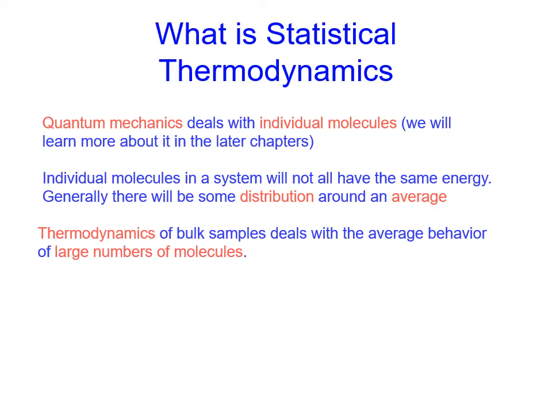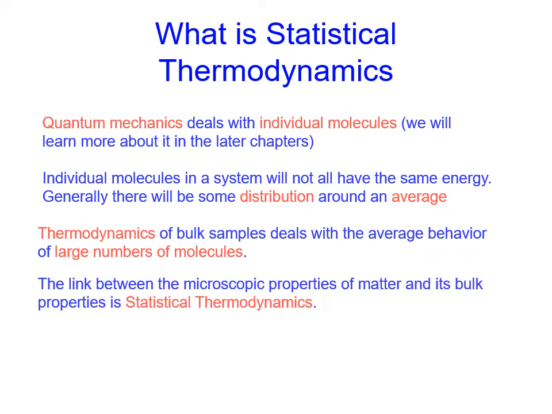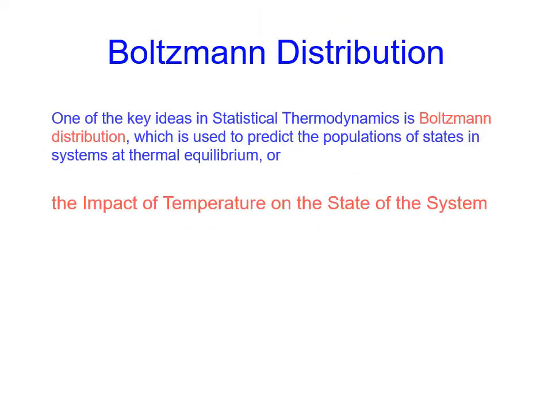Thermodynamics of bulk samples deals with the average behavior of large numbers of molecules. And statistical thermodynamics is the link between the microscopic properties of matter and its bulk properties. One of the key ideas in statistical thermodynamics is the Boltzmann distribution, which is used to predict the populations of states in systems at thermal equilibrium. It is the impact of temperature on the state of the system.